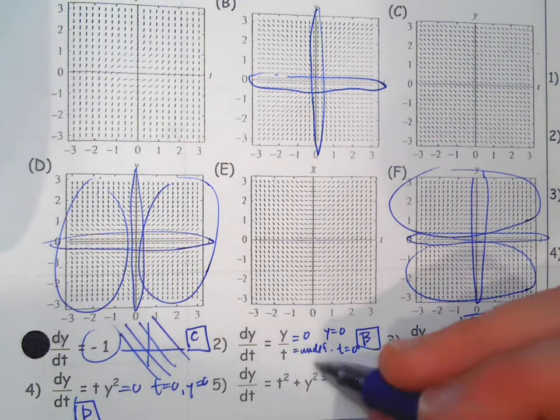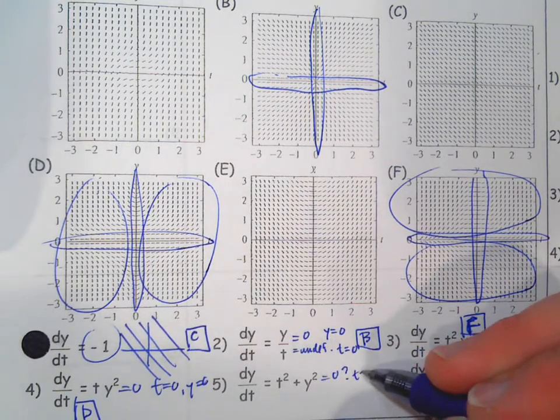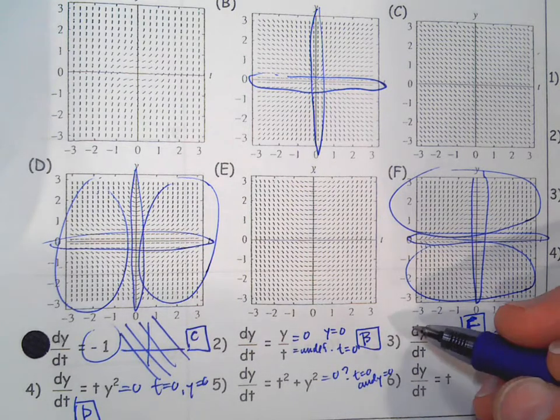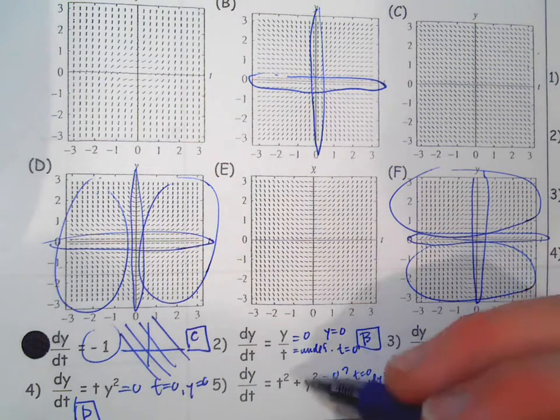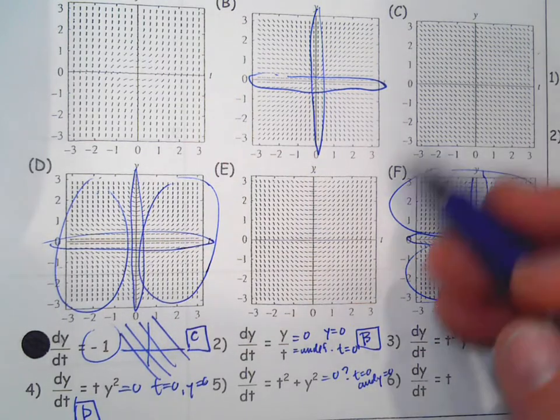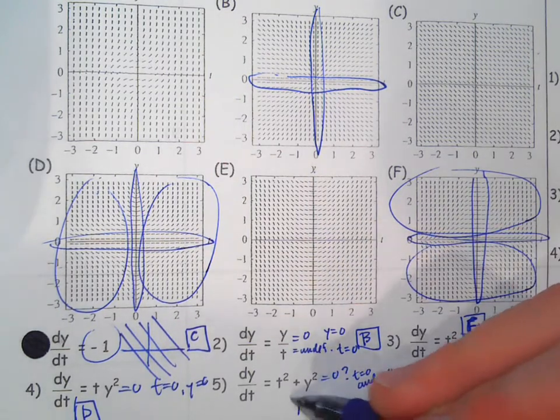I don't think this is ever going to be 0 unless t is 0 and y is 0 at the same time, but that's the only time. These are definitely going to be positive slopes the whole graph. So that gets rid of C and E. It's got to be A.